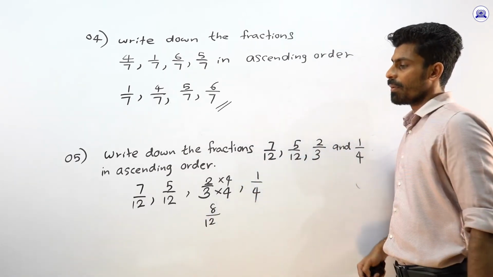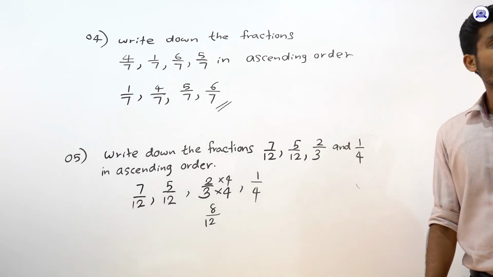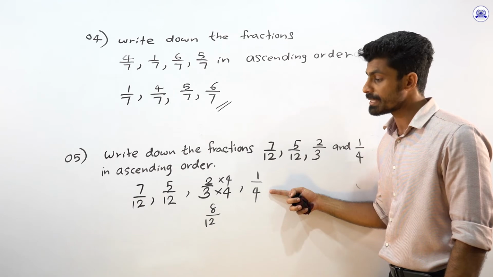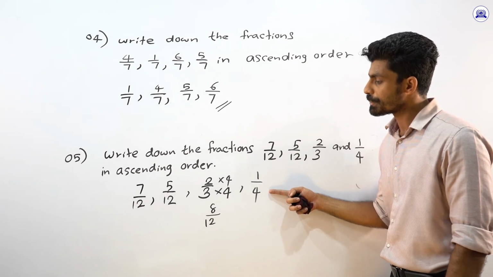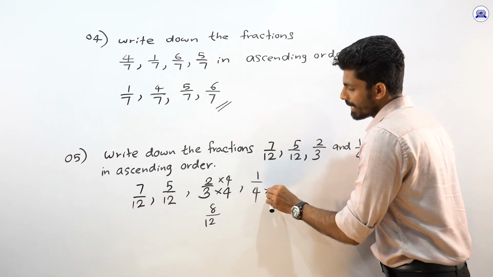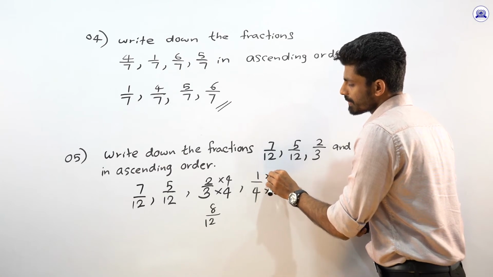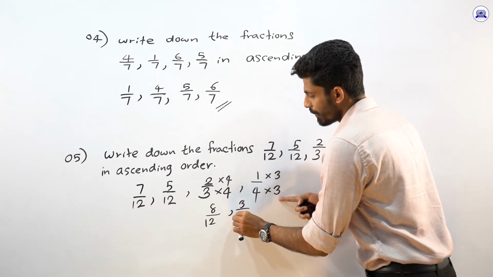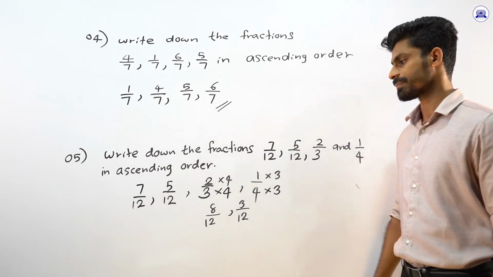1/4. You can convert it into an equivalent fraction. To convert 4 into 12, you multiply by 3. For the numerator also you multiply by 3. 1 into 3, 3. 4 into 3 equals 12.